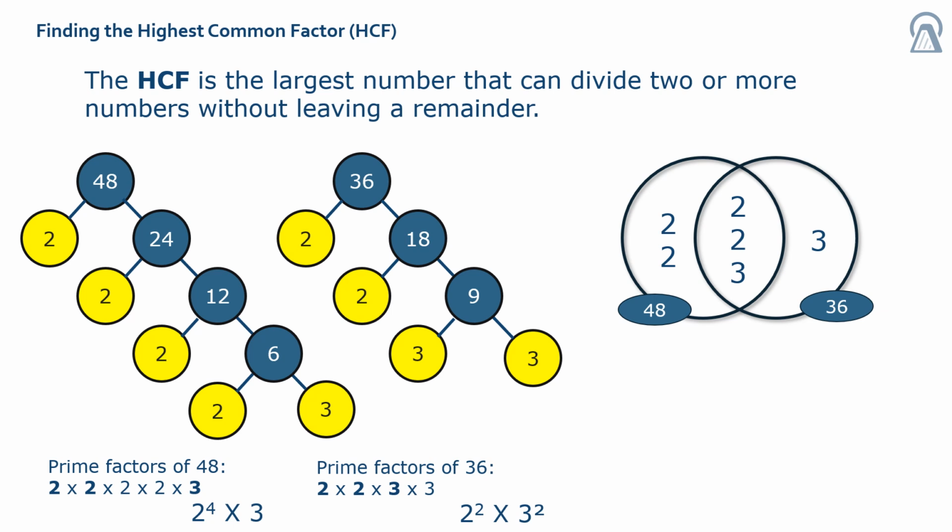Once we've done that, we look at that overlapping section and multiply all the numbers within it, and that will give us our highest common factor. So for this example of 48 and 36, the common factors are simply 2, another 2, and a 3. If we multiply those together, we get 2 squared, which is 4, times 3, which is 12.